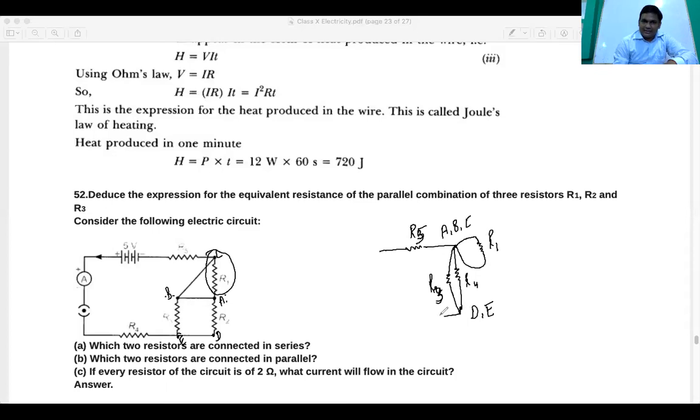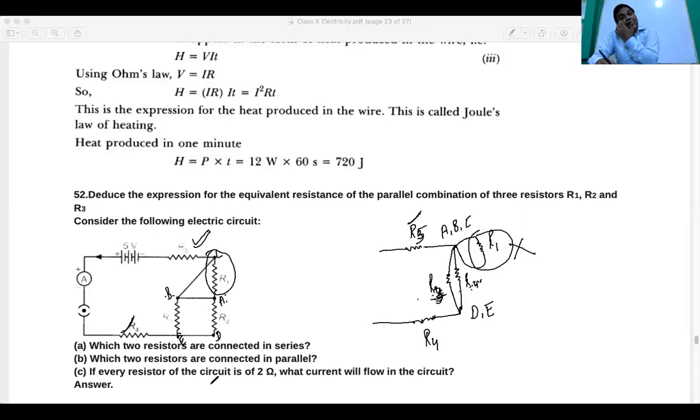And now you can see the R4 here. Current will not flow here. This will just be deleted. And R4 and R3 are in parallel. And this R5 resistance and this resistance are going to be added in series. Got my point or not? Okay, let me clear you once more.